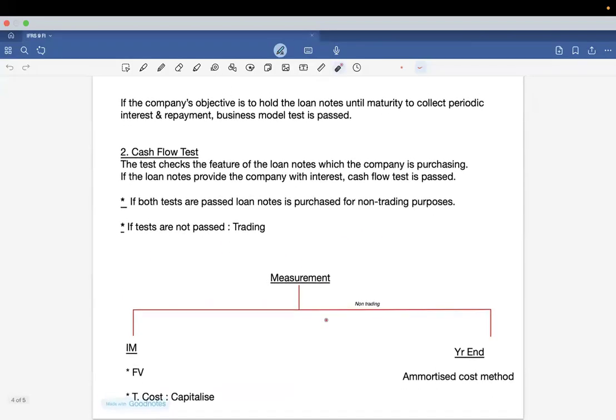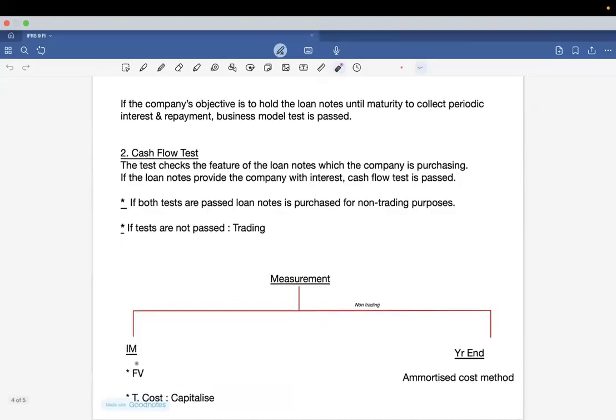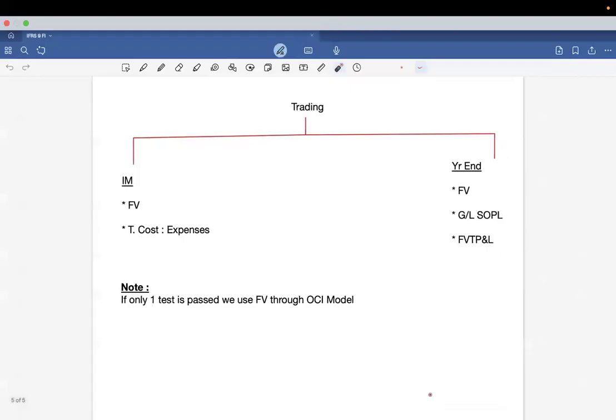So for non-trading, what is the measurement? You're going to take the fair value initially and add the transaction cost. At the year end, you're going to use the amortized cost method. That is a table format. Clear? If only one test is passed, you're going to take it as a fair value through OCI model. Clear?